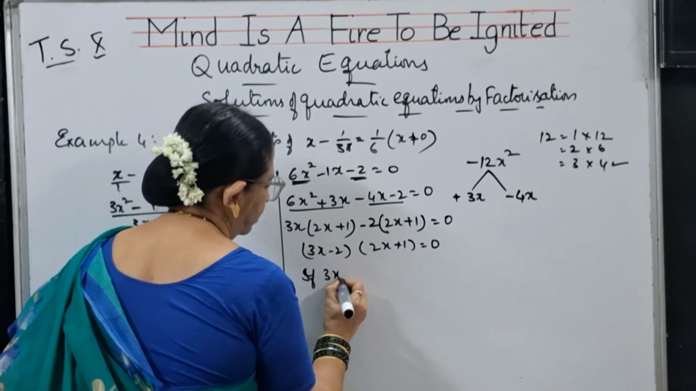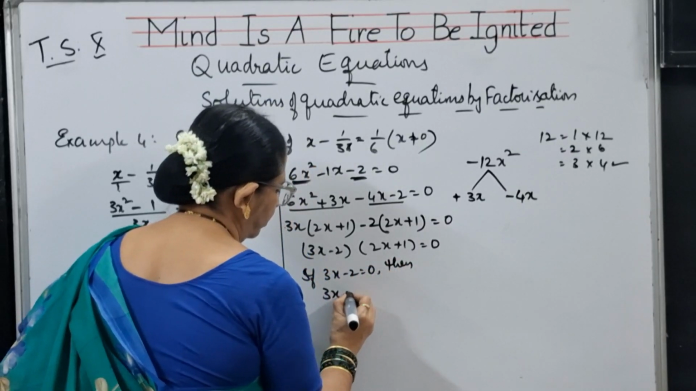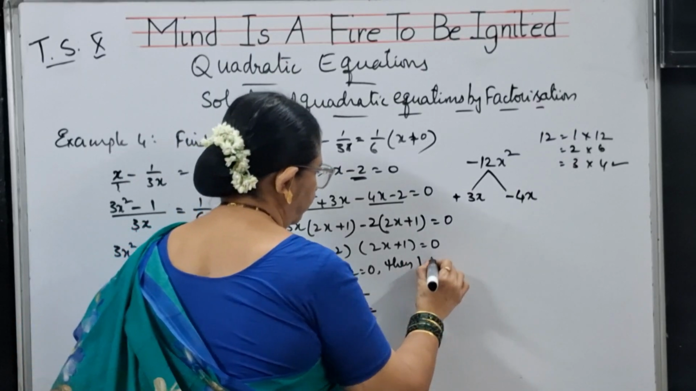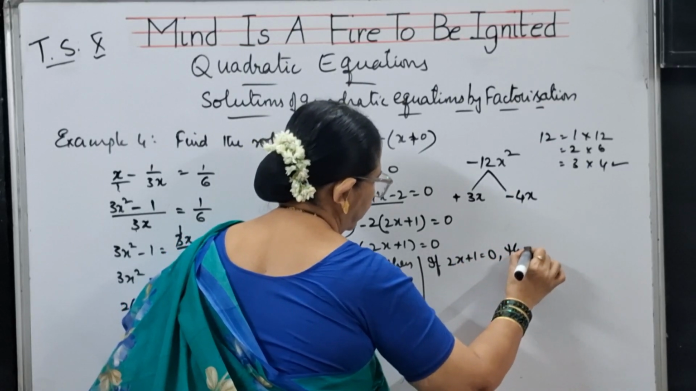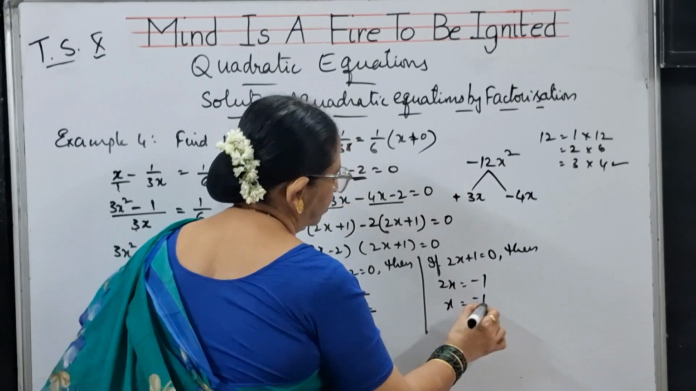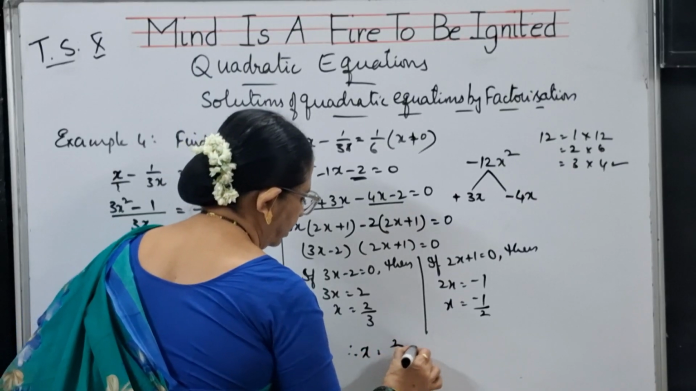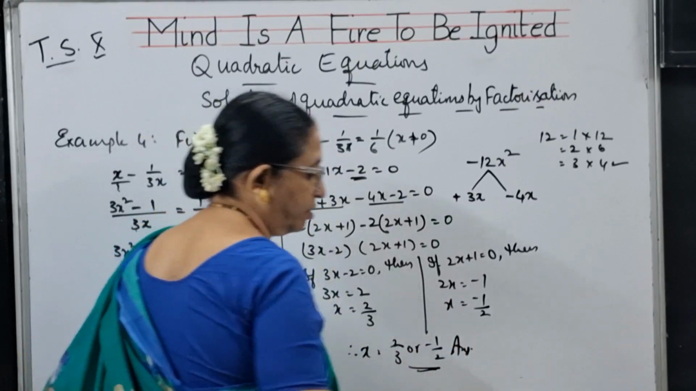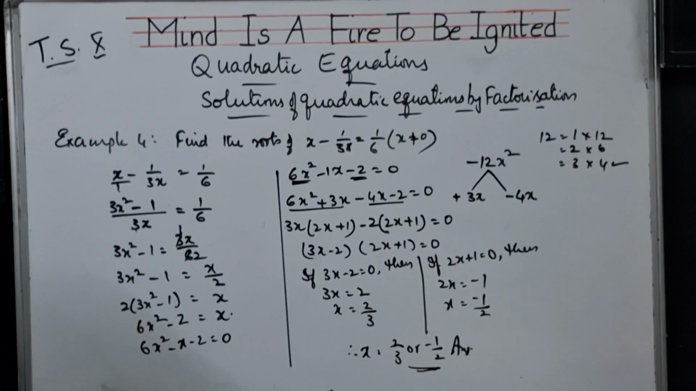If 3x minus 2 is equal to 0, then 3x is equal to 2, x is equal to 2 by 3. If 2x plus 1 is equal to 0, then 2x is equal to minus 1, x is equal to minus 1 by 2. Therefore, x is equal to 2 by 3 or minus 1 by 2. These are the answers for this problem, children. Please note it down. This is example 4.